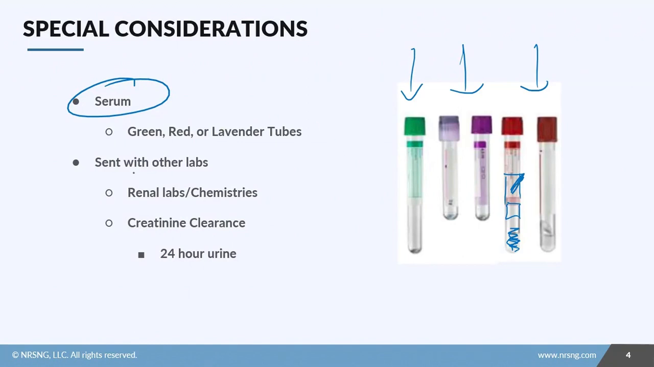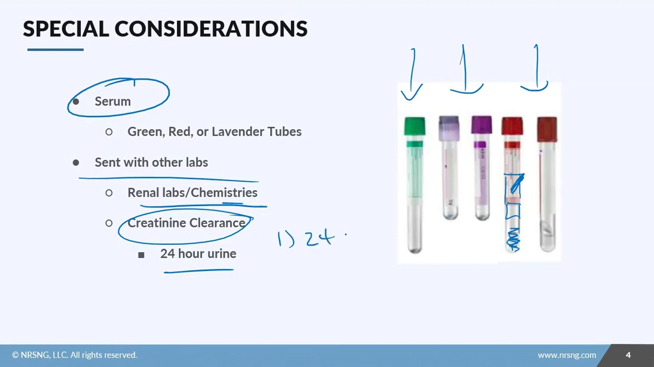Now, you're going to send these with other labs. You're going to send these with your renal labs or your chemistries. You may even send something called a creatinine clearance. And with a creatinine clearance, you're going to need a 24-hour urine. If you go to the creatinine lesson, there are more specifics on it. But there are 3 things that you need to know about your creatinine clearance. Number 1, it's a 24-hour urine.